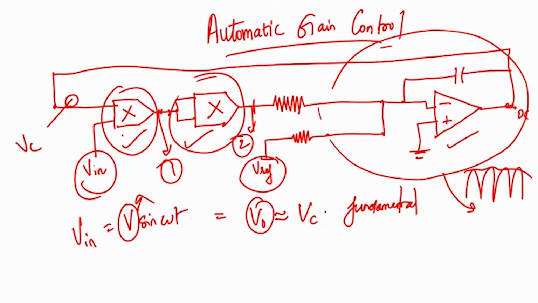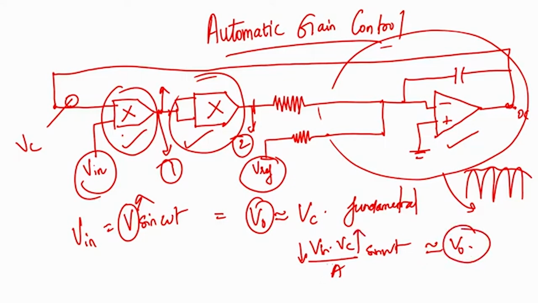To put it simply, let us say your output is V in into Vc by A sin omega t, and your output is proportional to this. If your V in goes down, your Vc has to go up to maintain the output voltage constant, or if your V in goes up, your Vc has to go down to retain your output voltage constant. That is what the whole circuit does. This is the essence, and the theory has already been covered.